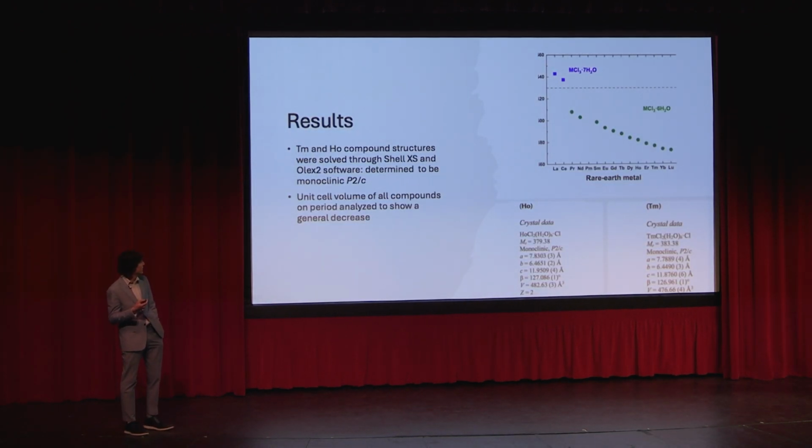Our results: eventually we were able to determine, using this technology, that our two compounds exhibited a monoclinic P2C structure, which means that two of its angles were held constant while one was different. And then in the top right, we can see trends. Our thulium compound and our holmium compound, which are on the right on the little green decreasing line, that was what we predicted, which means that many of its properties might align with some of the properties in the other compounds.